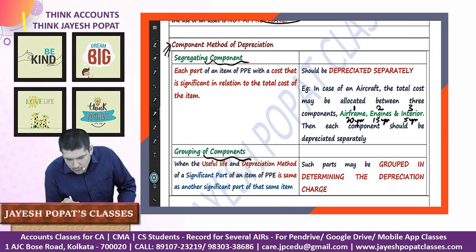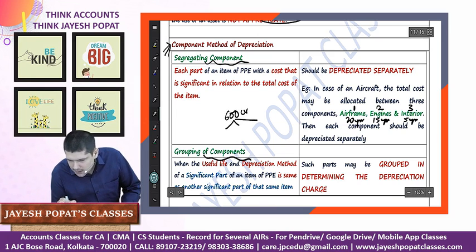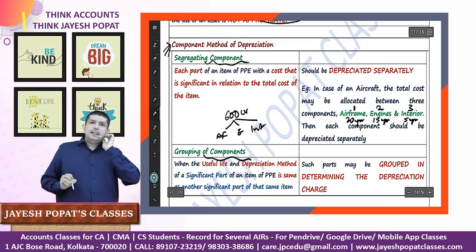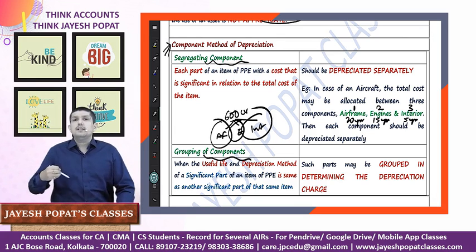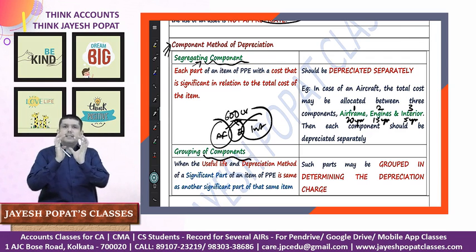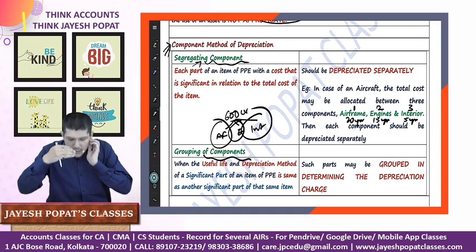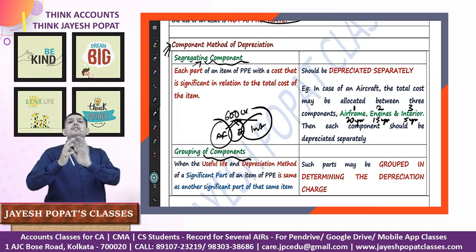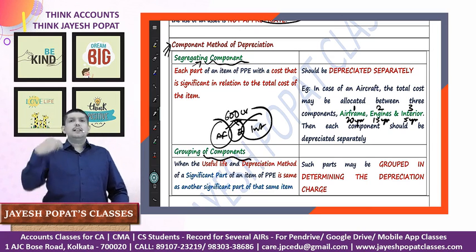So maybe an airplane costs 600 crore rupees. What you need to do is allocate this 600 crore between the airframe, the engine, and the interiors, and depreciate each of these components based on their respective useful life. That is known as segregating the components. You have the airplane as a single unit, right? The cost of that single unit is 600 crore, but the significant components of the airplane have significantly different useful lives. The external body has a useful life, for example, of 20 years, the engine 15 years, and the interiors 5 years.